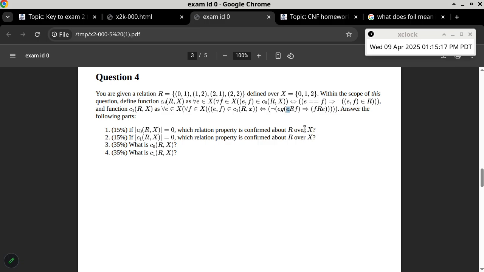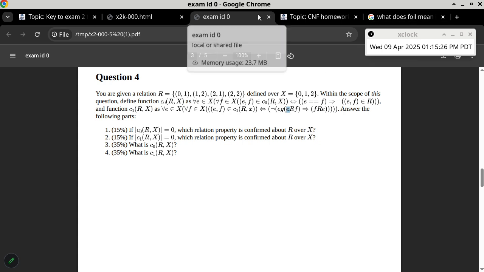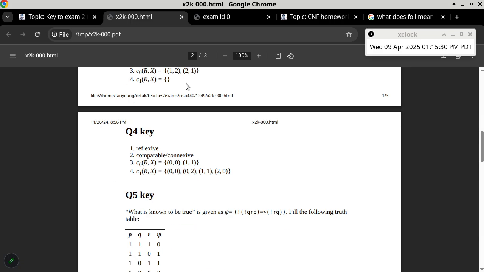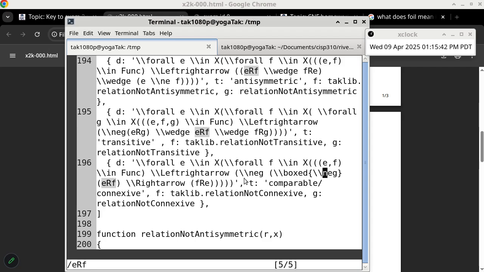I have to work this out maybe some other time, because okay, I can also cheat. I can look at my answer. So we do have comparable here. So 0, 0, 0, 2, 1, 1, 2, 0 are all elements of that particular set. So what am I missing?